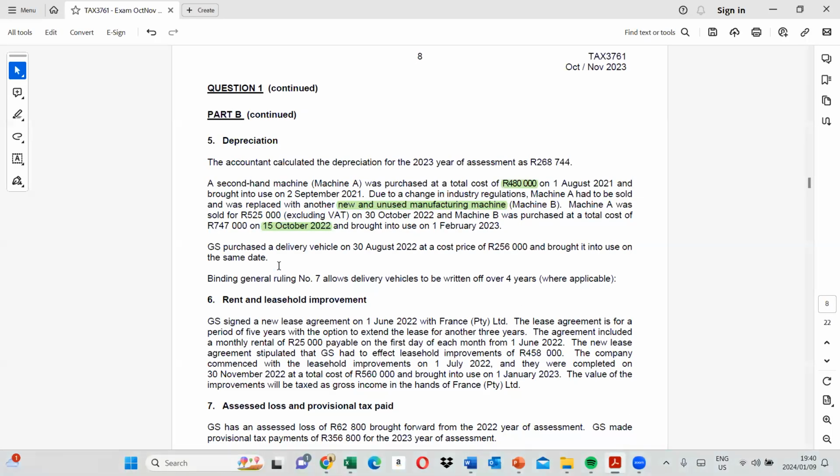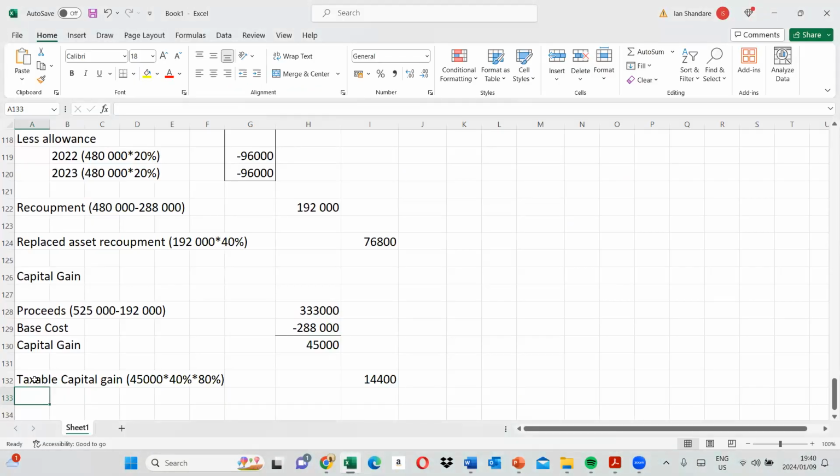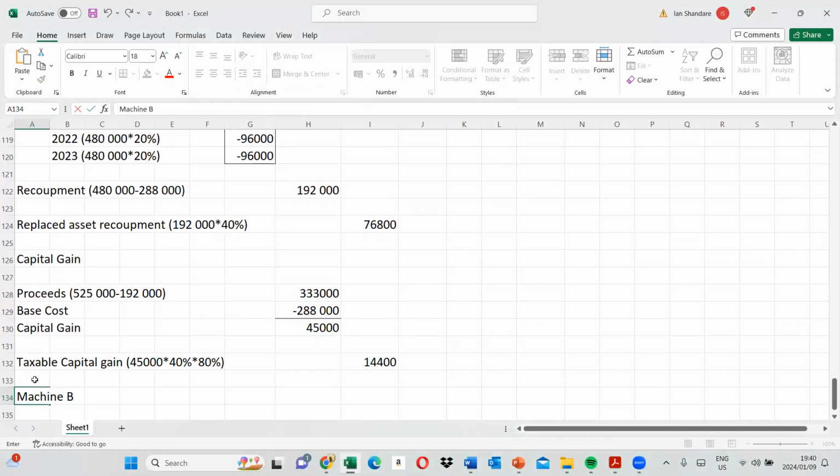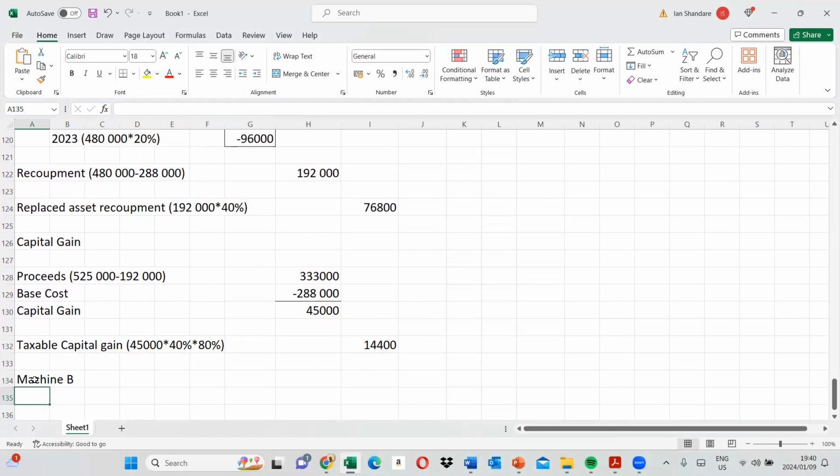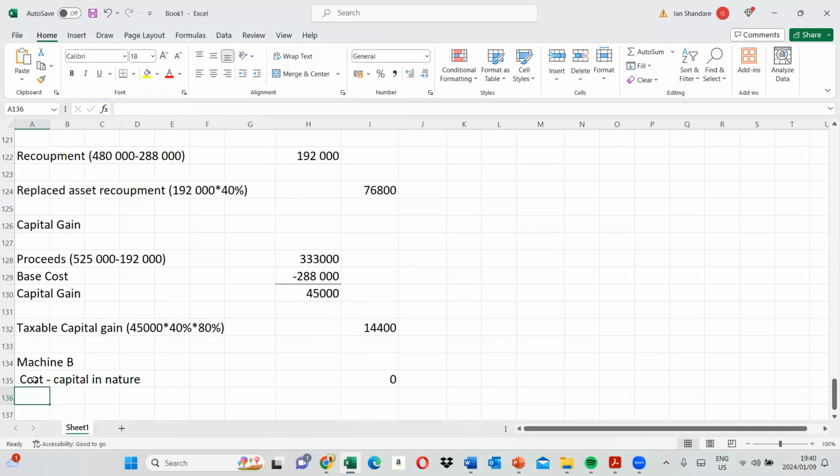And then machine B. So in terms of machine B, what is going on? The cost of machine B is capital in nature, so no allowance. You're not going to get allowance there. And then the allowance.